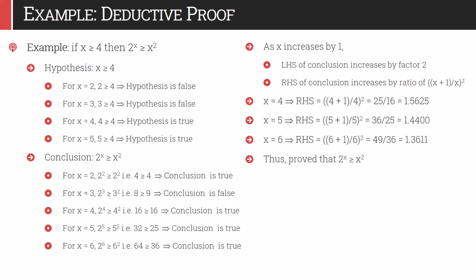Whereas the left hand side of the conclusion is incrementing by the constant factor of 2. So it's very obvious that for any value of x greater than or equal to 4, the left hand side of the conclusion will always be greater than or equal to the right hand side of the conclusion. And from that we can say it is proved that if x is greater than or equal to 4, then 2 power x is definitely greater than or equal to x squared.